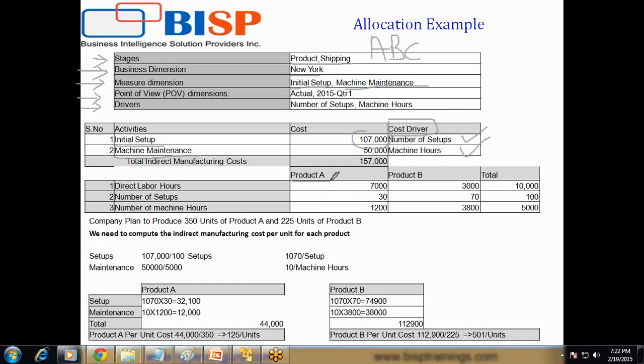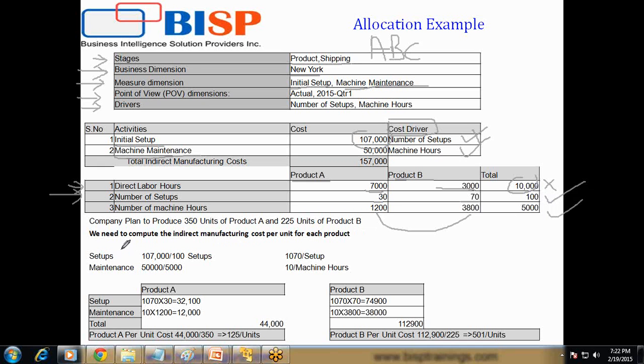We assume there are two products A and B, and we are trying to evaluate the cost with respect to products A and B. We have direct labor hours of 7,000 and 3,000 respectively for products A and B, and this is total cost, although I have not been using this direct labor cost in this example. The number of setups done for product A is 30 and product B is 70. The total setups are 100. So number of setups is one of my drivers. Number of machine hours is another driver, which is 1200 and 3800 respectively for products A and B, and the total value is 5000.